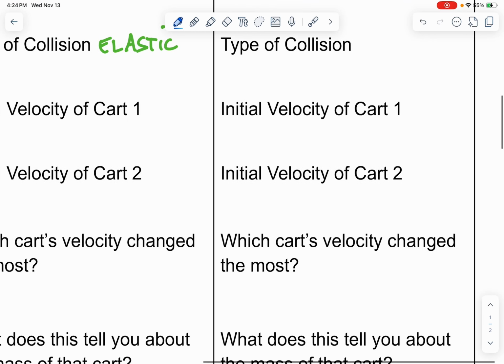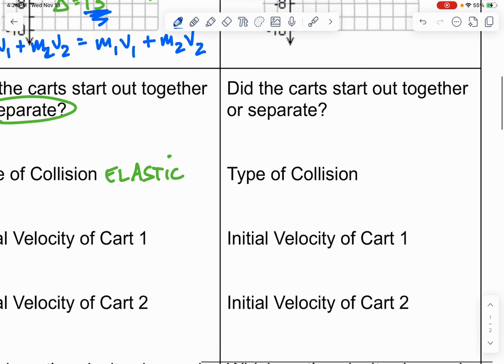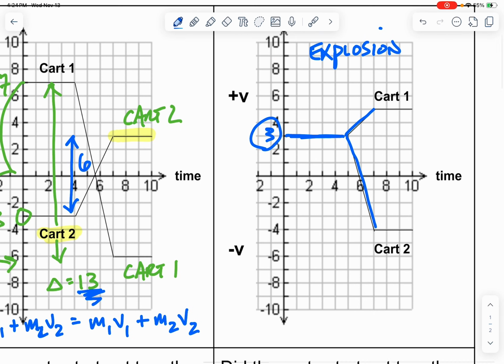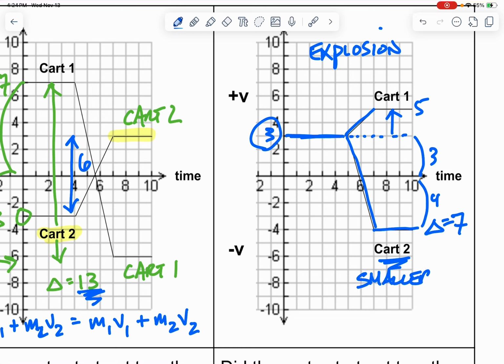And then which one changed the most? What does that tell you about the mass? So if we started out at 3, cart number 1 went from 3 to probably 5. And then cart 2 went from 3, and then it went down 3 plus another 4. So this had a change of 7. And so cart 2 changed the most. So therefore, I think cart 2 is smaller in mass. And that's kind of what it tells us.